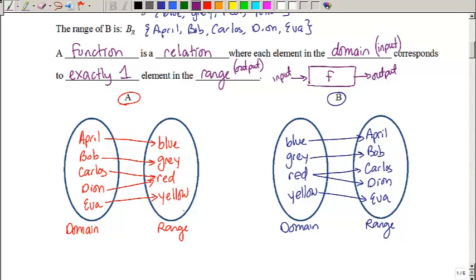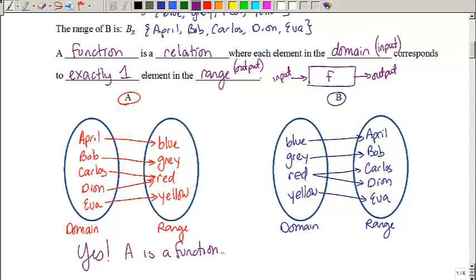The range can have as many overlaps as you want. The domain is the one that needs to be on its best behavior. Every element in the domain can only be mapped to one element in the range. So is this a function? Yes, this is a function. Relation A is a function.